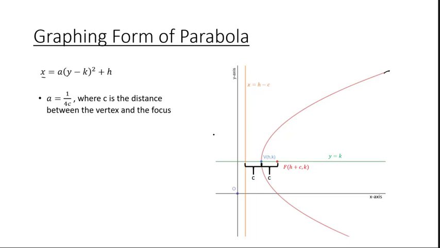The vertex will still be (h, k), but take note that the y value in the vertex is found by looking at whatever number is with the y in the parentheses. You still take the opposite. So whatever's in parentheses, you take the opposite to get your y value. If it's a negative number, it becomes positive. If it's positive, it becomes negative. And the number out here by itself, in this case, will be your x value, because it's not with the y. That's just going to be a regular number. So if it's a positive 10, it's going to be positive 10 for the vertex.